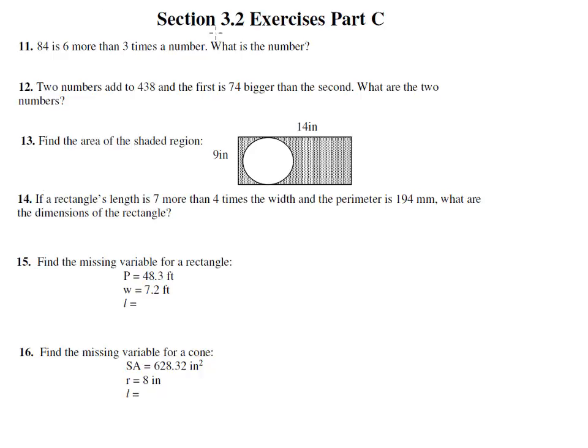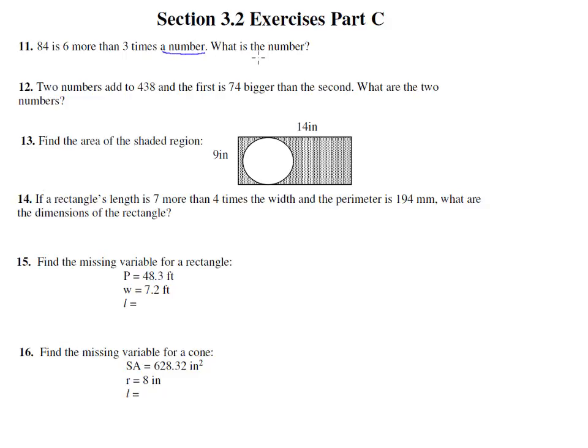Here we are in section 3.2 exercises part C with the solutions to numbers 11 through number 16. These are the word problems. So let's do this. Let's translate these into an equation and solve them. 84 is 6 more than 3 times a number.